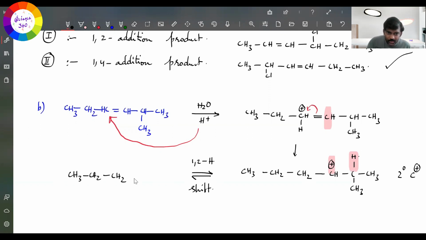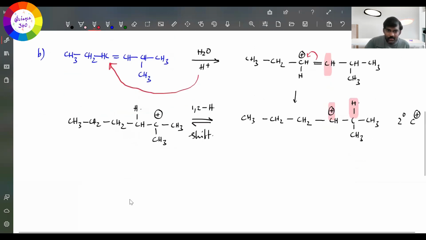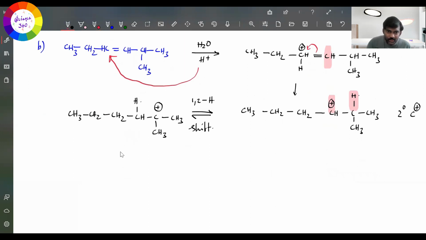So after the 1,2 hydride shift, you'll be getting hydrogen attached here. So this carbon gets the positive charge. Right. So now OH minus ion will attack on this carbon to give the final product to us. Okay. So now OH minus ion will be attacking this, and I'll get the final product from here.